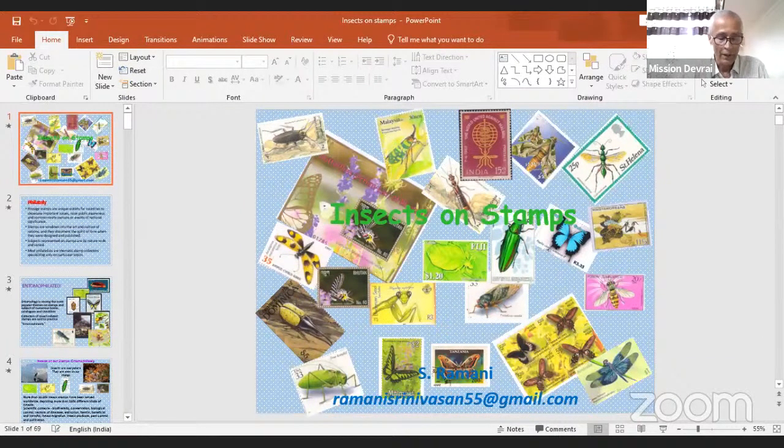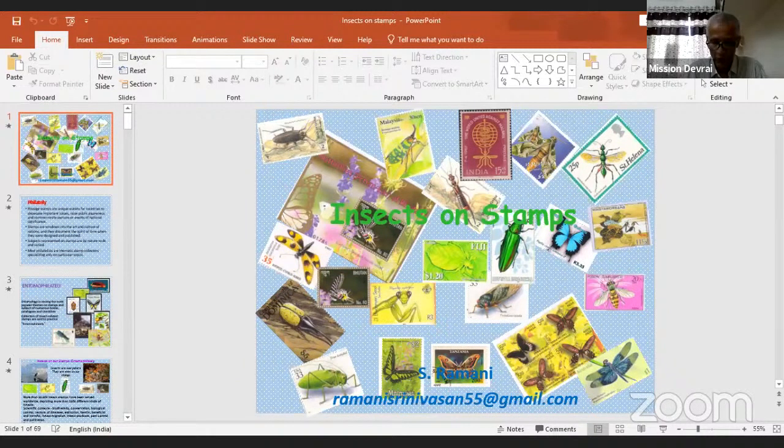It is my honor to introduce today's guest speaker, eminent entomophilatelist Dr. S. Ramani. Dr. S. Ramani is presently at the Department of Entomology, University of Agriculture Sciences, GKVK campus, Bangalore. He joined the Agriculture Research Service of the Indian Council of Agricultural Research in 1985, served in different capacities and retired in 2011 as project coordinator, honeybees and pollinators. His areas of specialization are pollination, biological control and taxonomy.